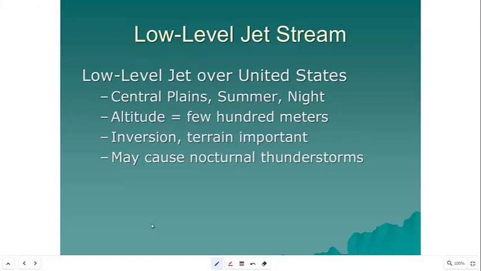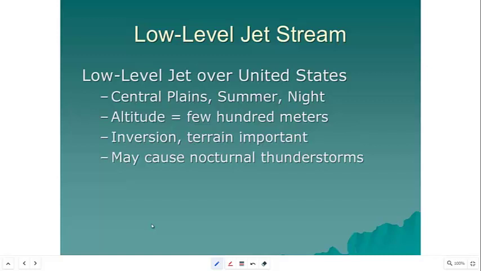This one can occur in the winter season as well, but we're concentrating on the summer season. So we're going to take a look at the central plains of the United States during the summer, and this is a nighttime phenomenon when this low-level jet forms. It's only going to be a few hundred meters above the surface. We're probably going to look at some area between 2,500 up through about 5,000 feet above ground level.